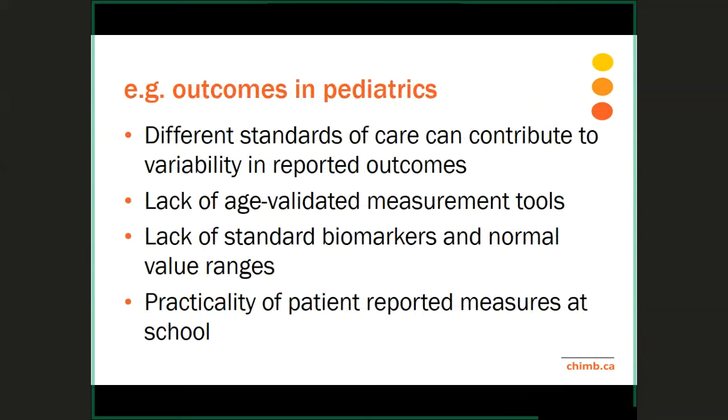So we need to be clear that it also matches with standard of care, right? We have to think about the standard of care when we're thinking about differences in outcomes that we see across sites. We don't have great age-validated measurement tools for most outcomes. We don't have really great reference ranges, especially if we're talking about NICU and preterm babies. We don't have great validation for biomarkers.